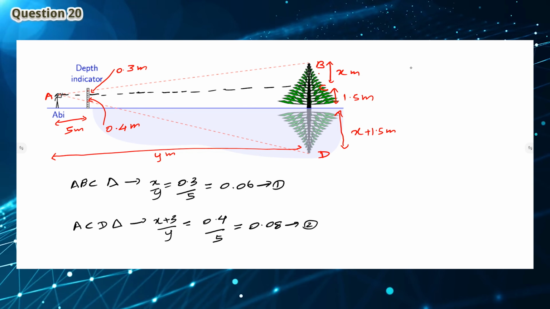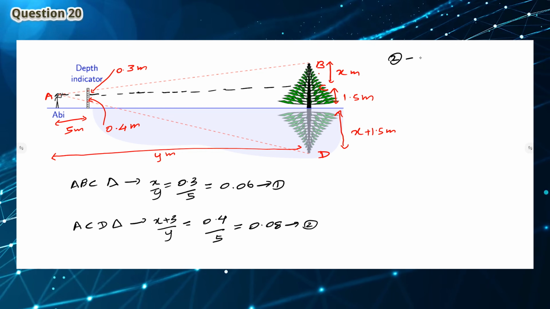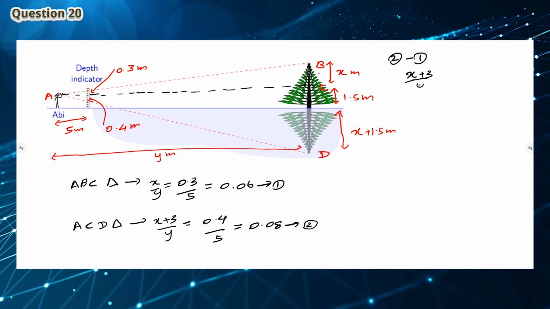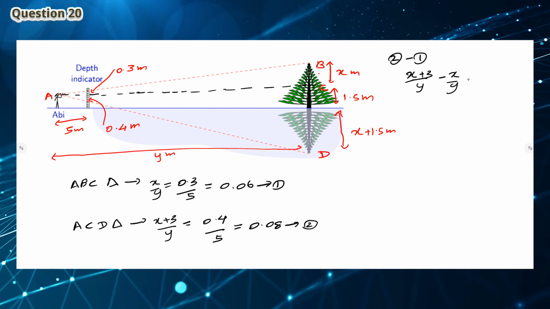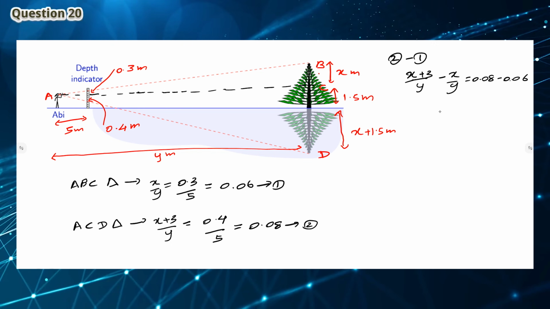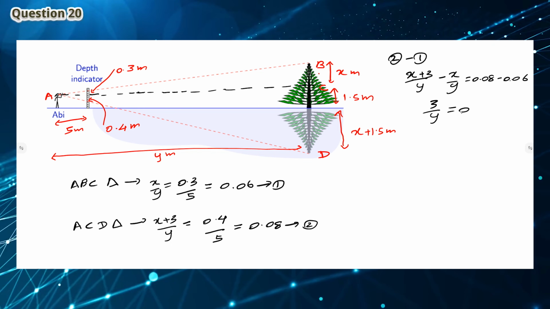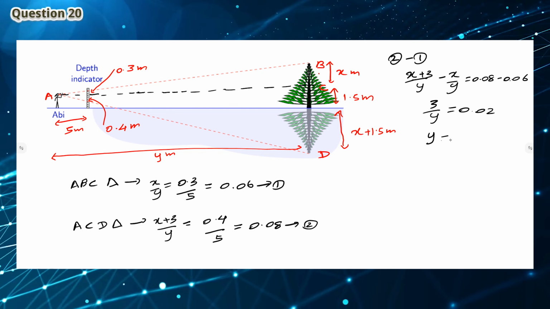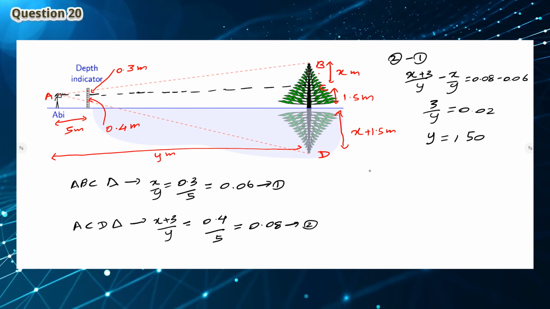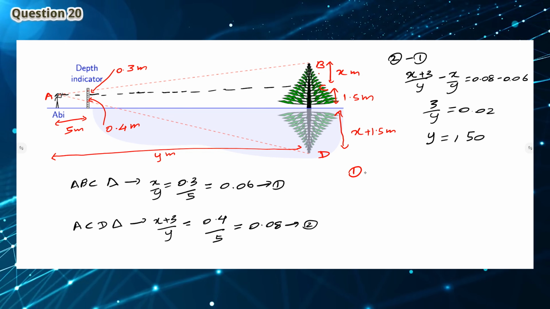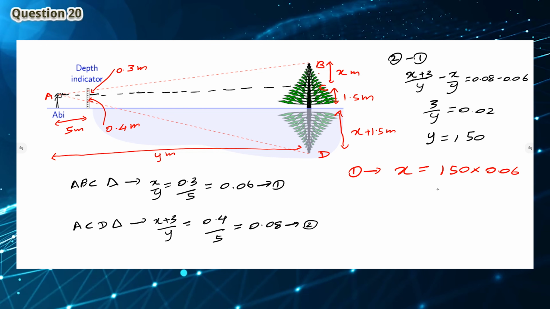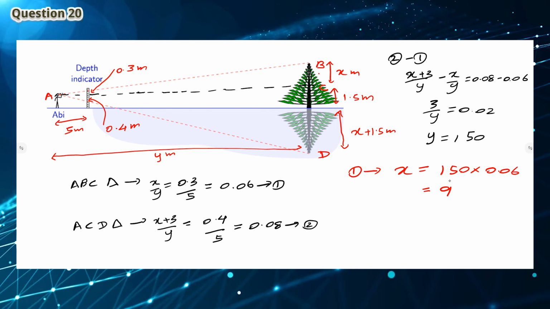We can subtract equation 1 from equation 2 to find that x plus 3 on y minus x minus y is equal to 0.08 minus 0.06. We solve this to find that y is equal to 150. Now going back to equation 1, we substitute this y value of 150 to find x. We find that x is equal to 9.